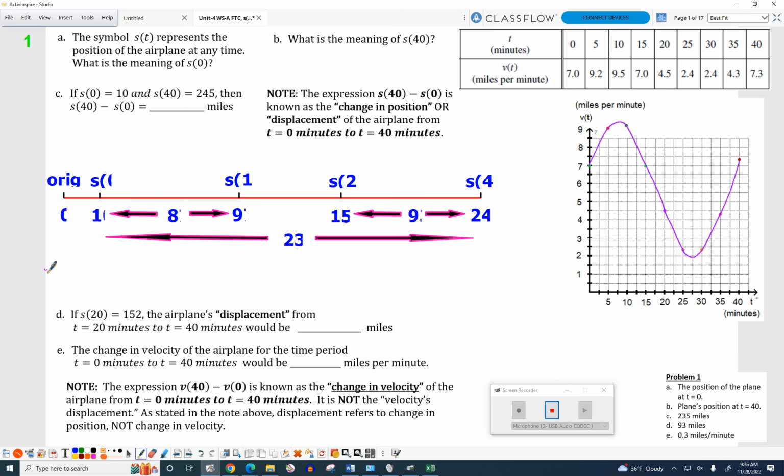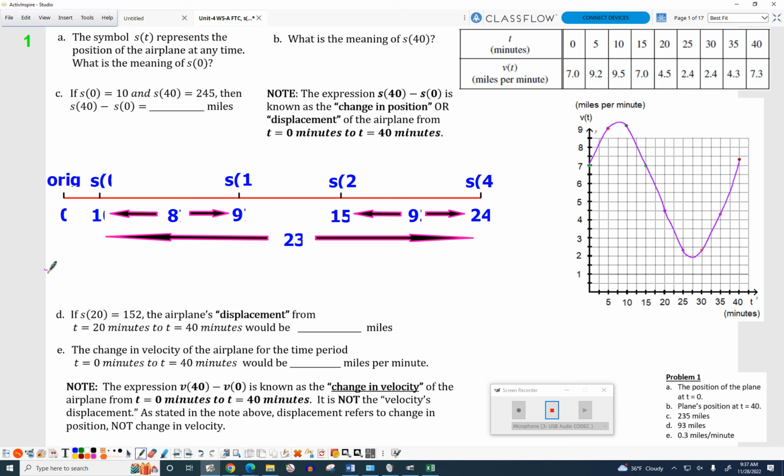Okay, the buff packet is what we're working on today. So the buff packet, first page says you have an airplane. The airplane is flying in a straight line. The table that you see simply records the velocity of the plane at different times. So that's where we'll start our study.